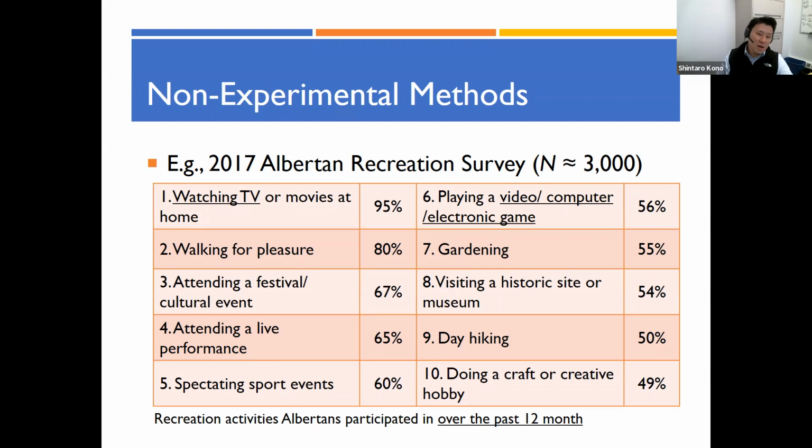Now, here's an example of a non-experimental method, specifically a survey. We're going back to the 2017 Albertan recreation survey with almost 3,000 people. That's probably the biggest recreation survey done in Alberta. Now, once again, watching TV is the most frequently participated activity, by 95% of Albertans over the past 12 months. So yeah, 95% makes sense. I'm surprised it's not 100%, actually. And you can go down the list. Now look at number 6 though. Playing a video game, computer, electronic games, 56%.